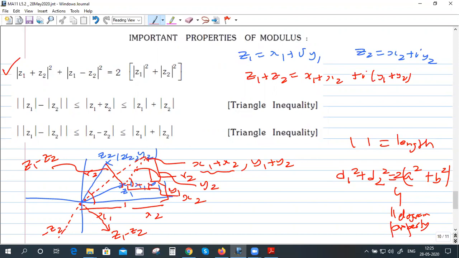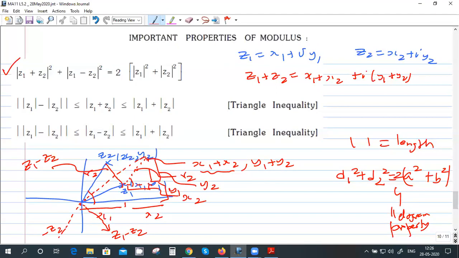And the complex number z1 minus z2. And mod of z1 plus z2 is a length, and similarly, mod of z1 minus z2 is a length. So mod of z1 plus z2 squared plus mod of z1 minus z2 squared is twice (mod of z1 squared plus mod of z2 squared). This comes from the parallelogram property, and the understanding that z1 plus z2 and z1 minus z2 form the two diagonals, and z1 and z2 are the sides of the parallelogram.